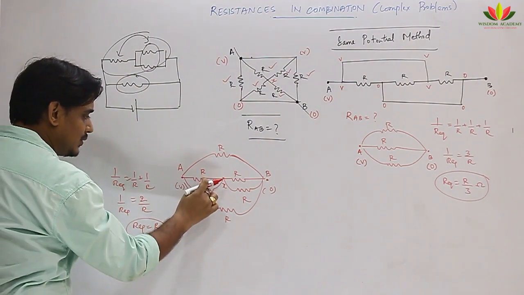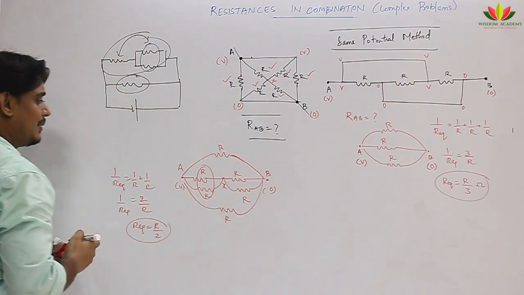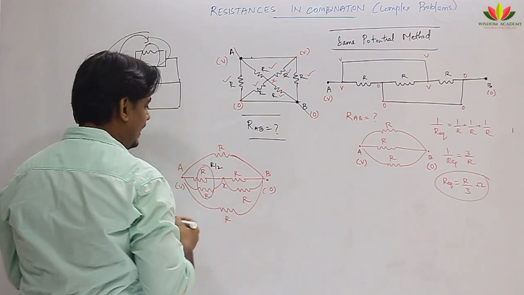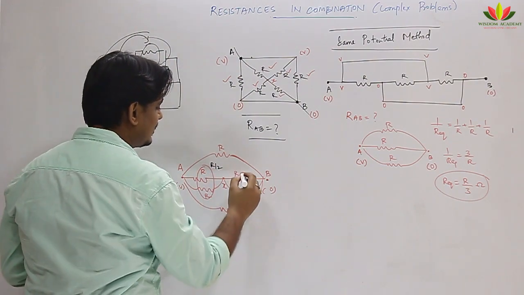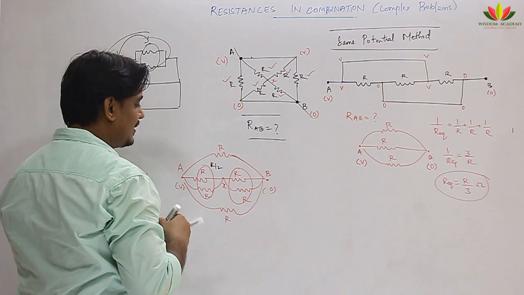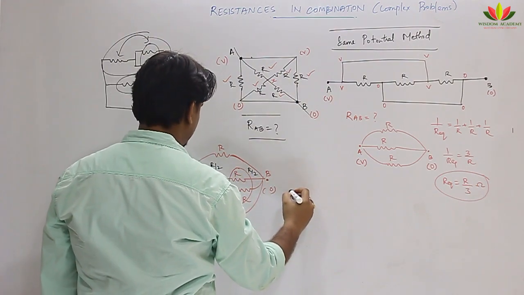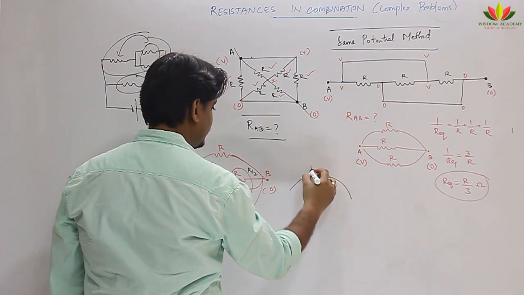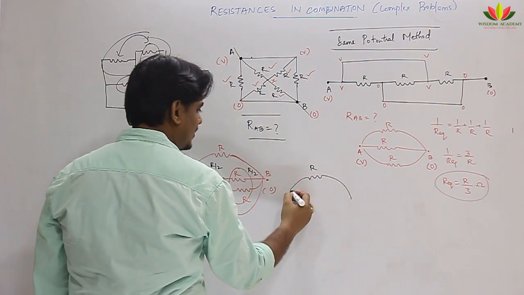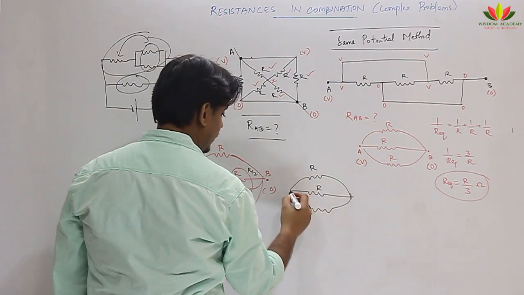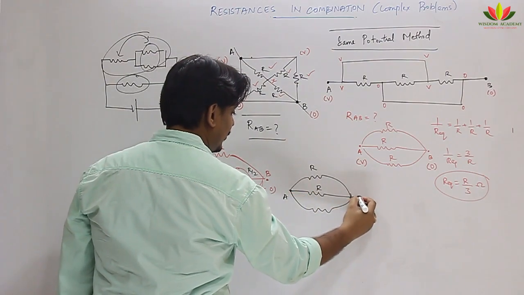So this whole thing will become r by 2, and this whole thing will again become r by 2. Let me draw it in a simpler form. So it will become like this. This is r by 2 plus r by 2. How much, guys? Yeah, r. This is also r. This is point A, this is point B.